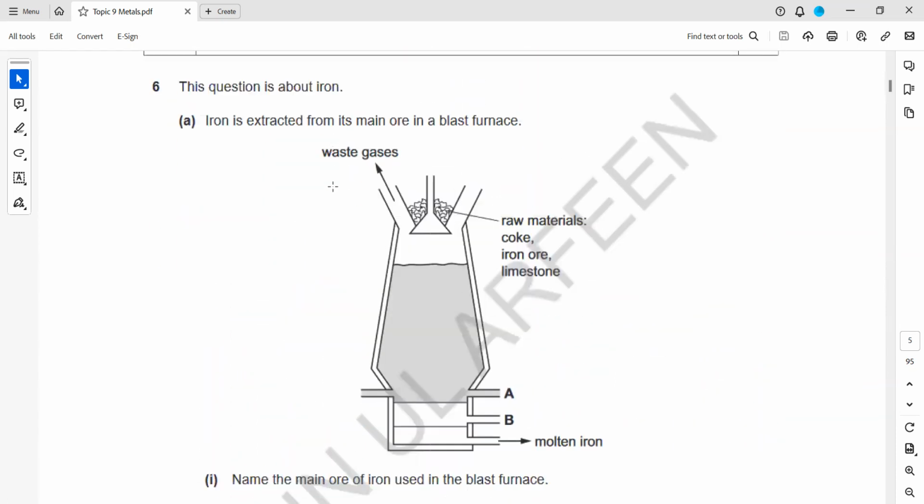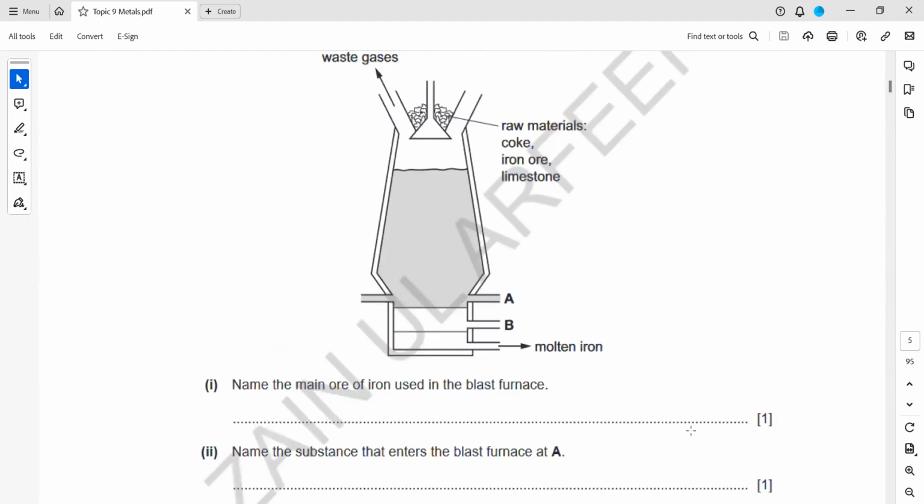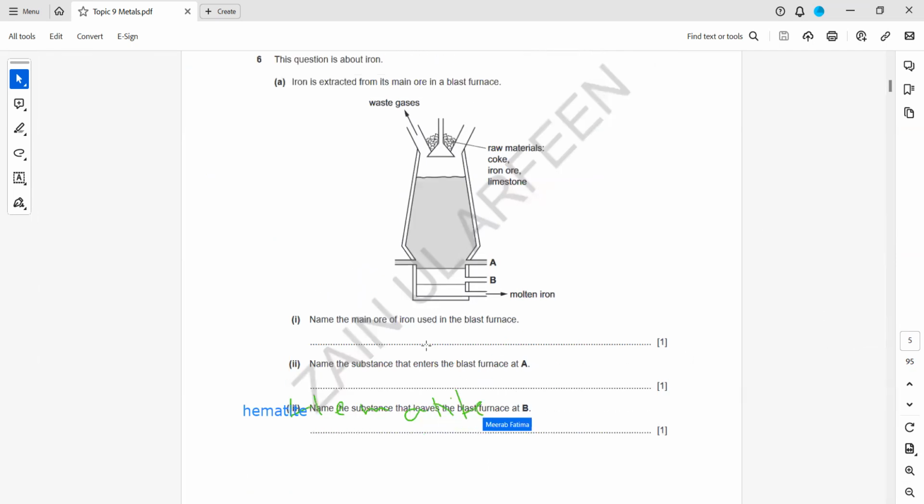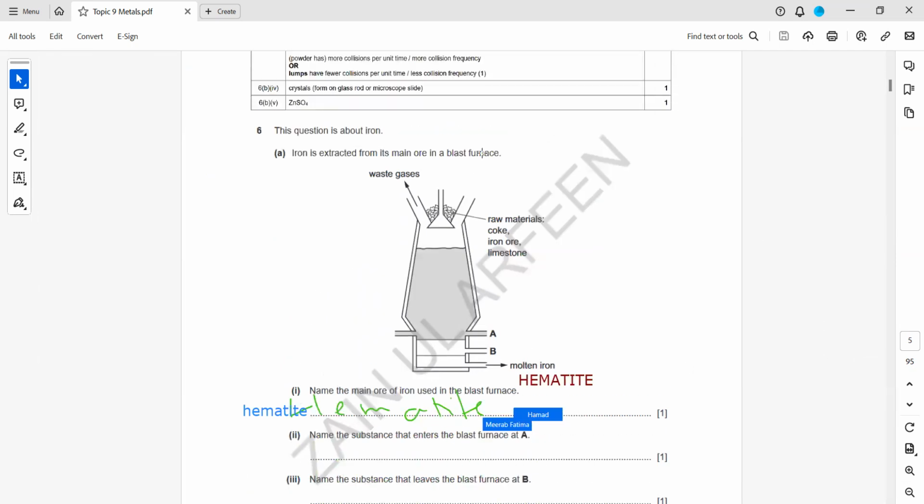This question is related to the topic iron, which is extracted in the blast furnace. Name the ore of iron used in the blast furnace. So that is hematite. Then name a substance that enters the furnace at A.